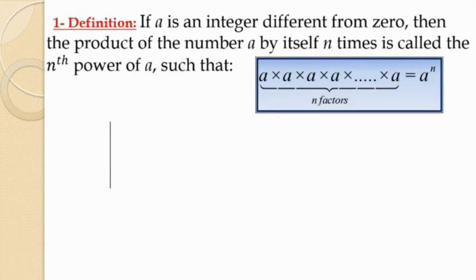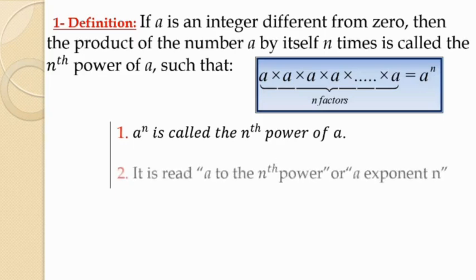As a definition, if a is an integer different from 0, then the product of the number a by itself n times is called the nth power of a. If I say a times a, it will be a power 2. A times a times a, I multiplied a by itself 3 times, so it's a to the power 3. If I multiplied a by itself 4 times, it will be a to the power 4. Here we say a to the power n is called the nth power of a.